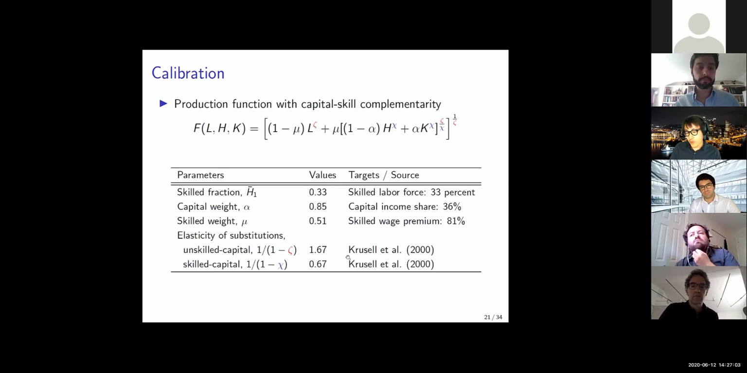And so here we're going to use the values that are used in these papers. And so this will just lead to the fact that capital is going to be more complementary with skilled labor than it is with unskilled labor.